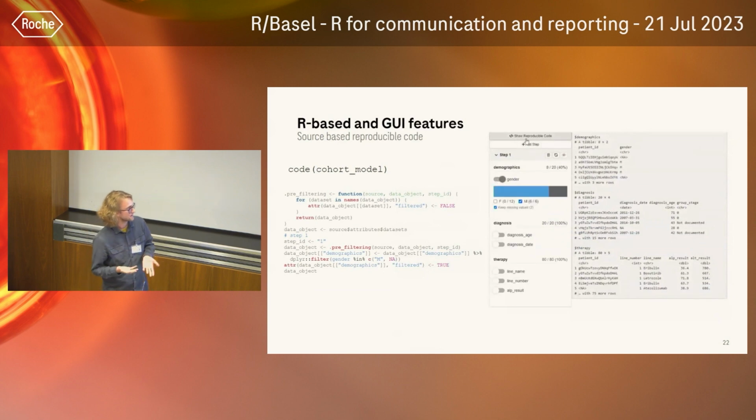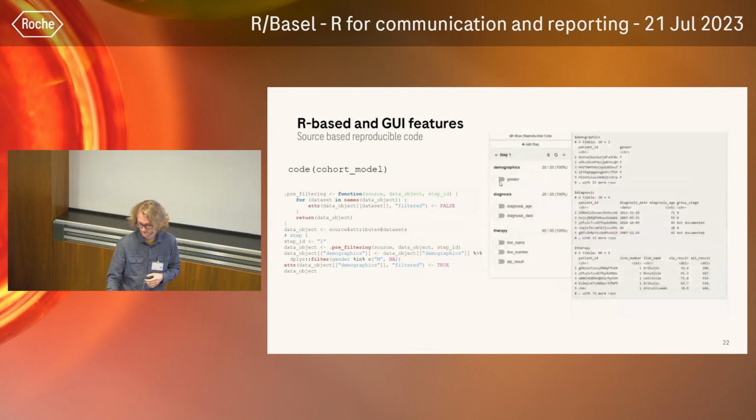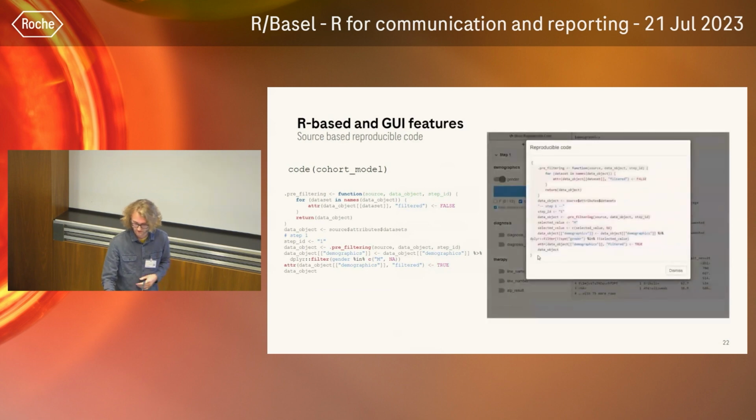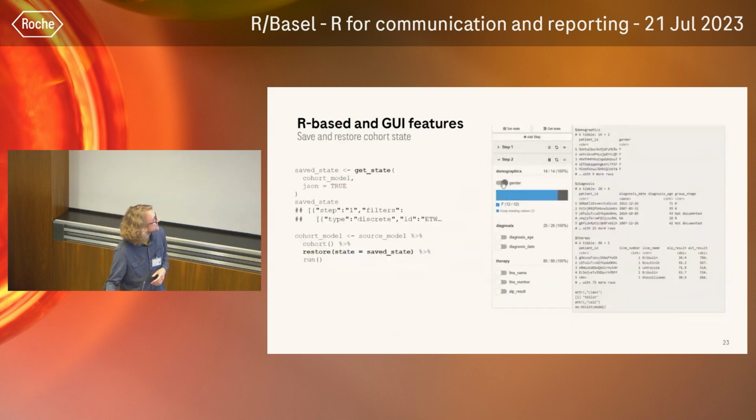In terms of the cohortBuilder DB, in the backend you get dbplyr, so the reproducible code will be written in that in the API from cohortBuilder DB. And you can also get it directly in the tools panel for the shinyCohortBuilder. Save and restore cohort state.